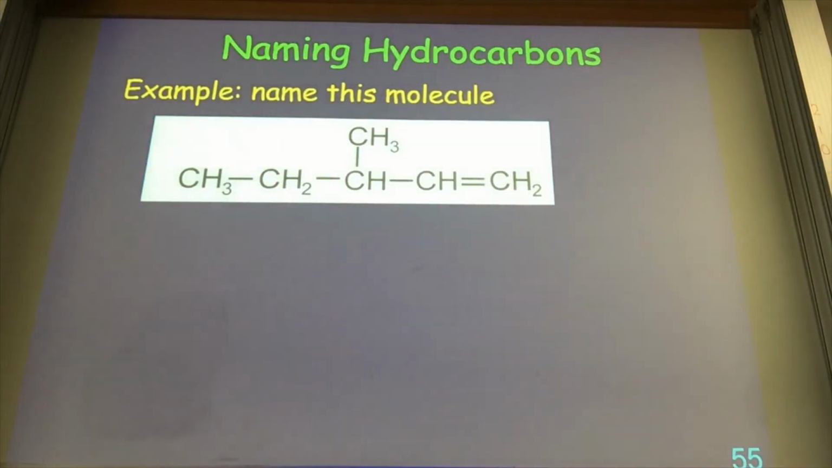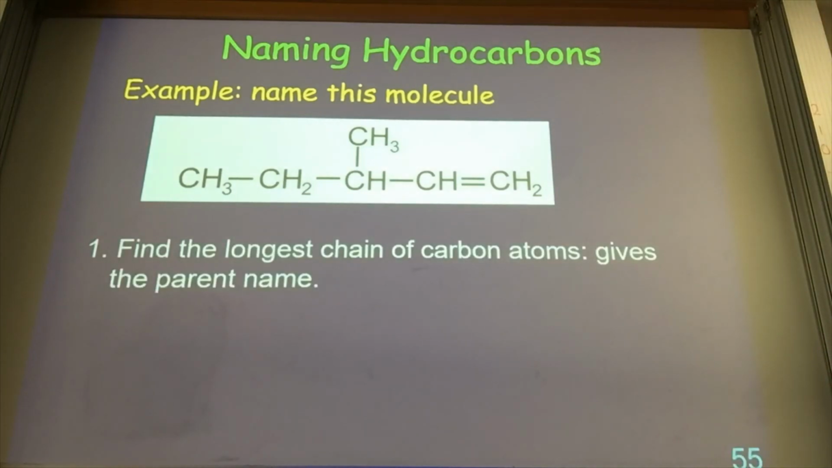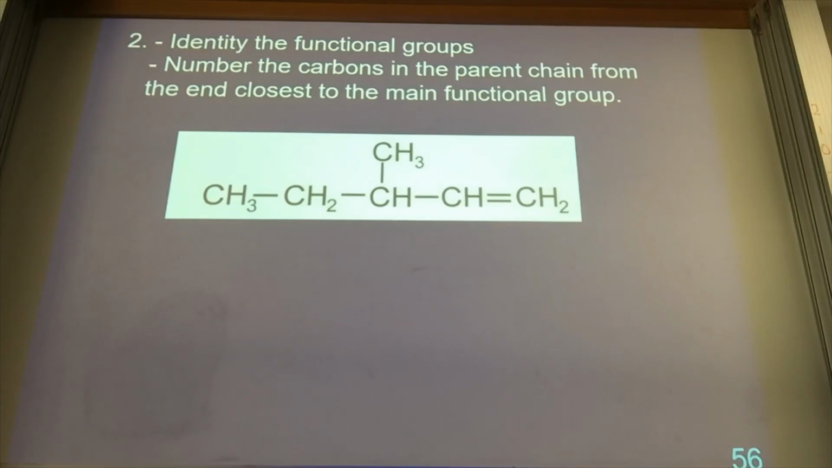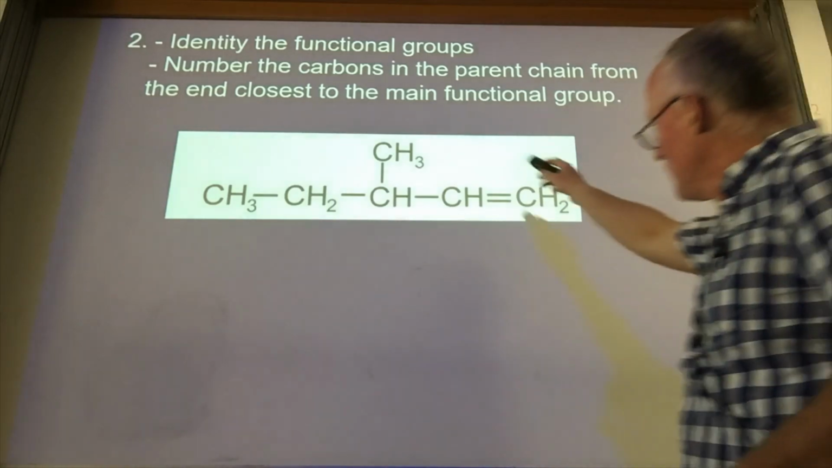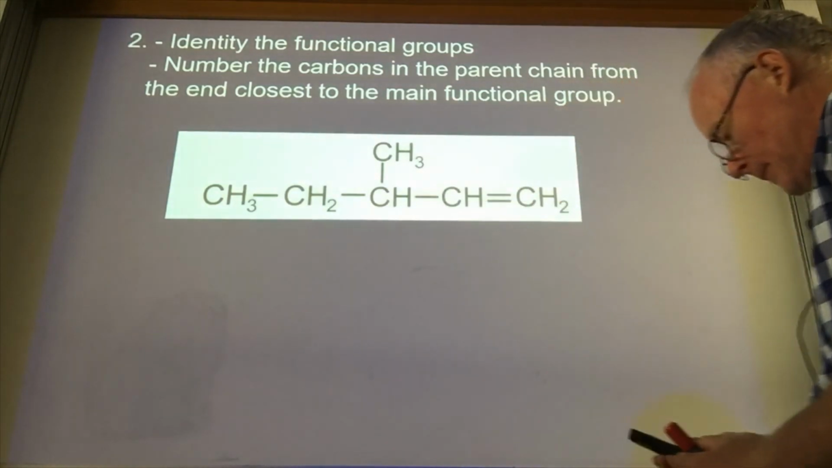So let's start with something a little bit simpler. And like I say, hopefully this is revision from year 11. So what do we do? Find the longest continuous chain of carbon atoms, and what have we got? Straight down the middle, in this case, it is a pent molecule. Then identify all of the extra bits that we've got to name, all the side chains and functional groups. And that means in this case we've got a double bond and we've got a methyl group.